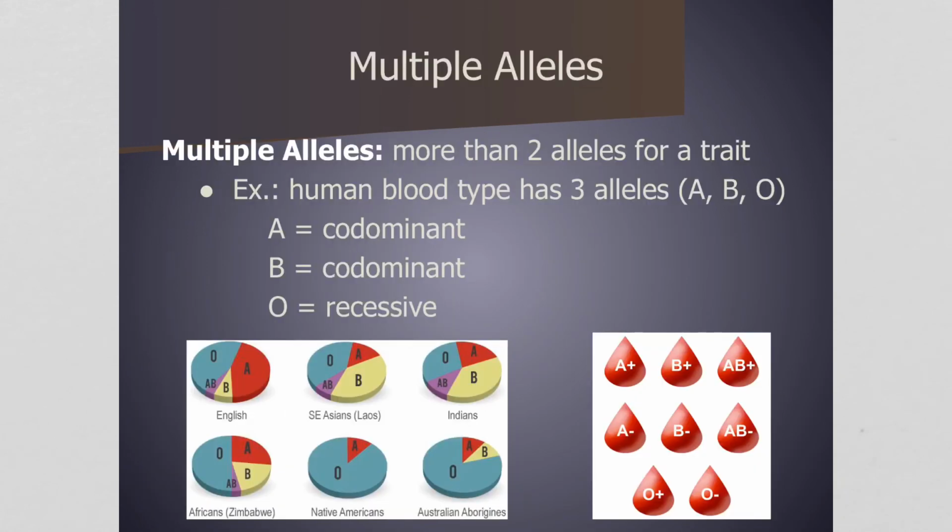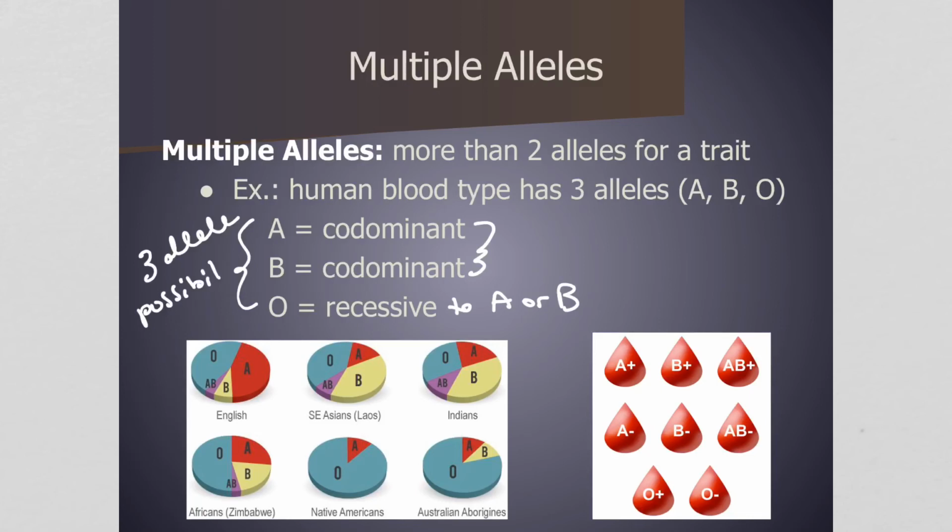Blood type is also an example of multiple alleles. So you've got the codominant example that we just looked at with A and B. And then you've also got O. So O is recessive to A or to B. But you've got 3 allele possibilities here. And that's what makes it a situation of multiple alleles.